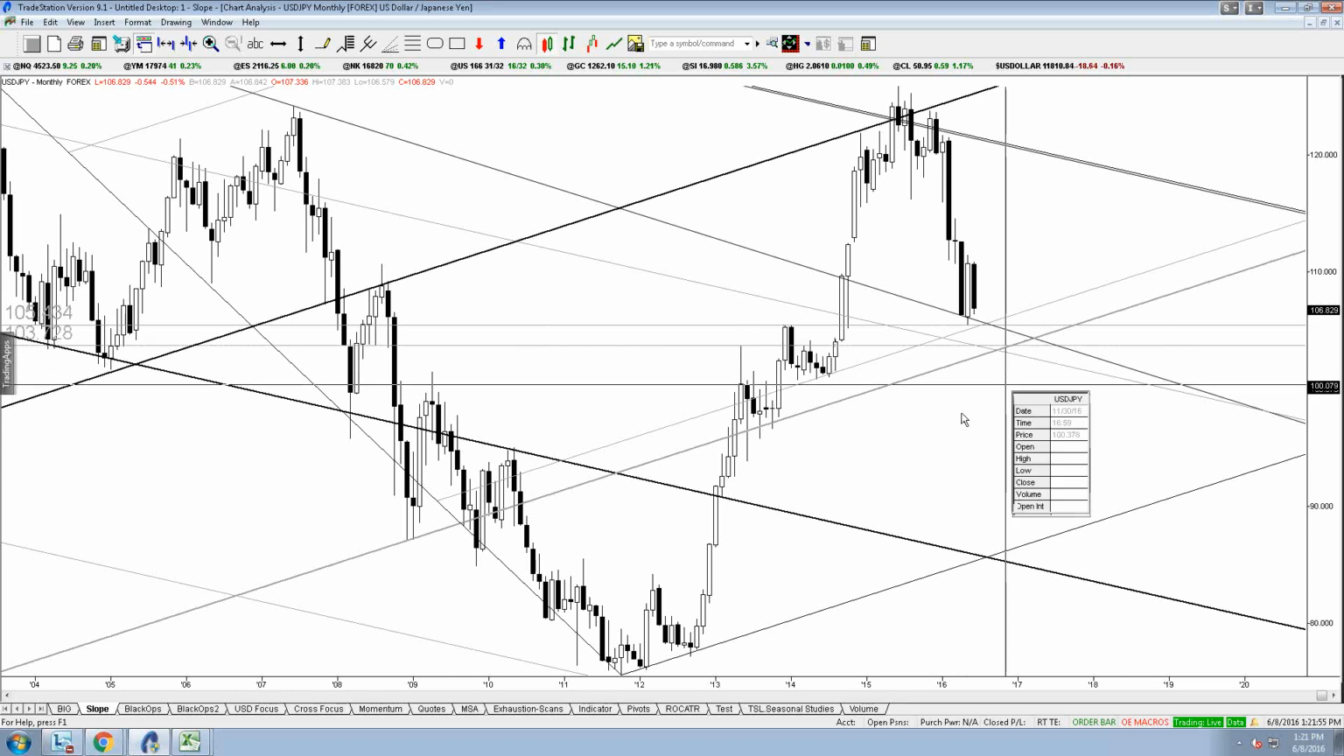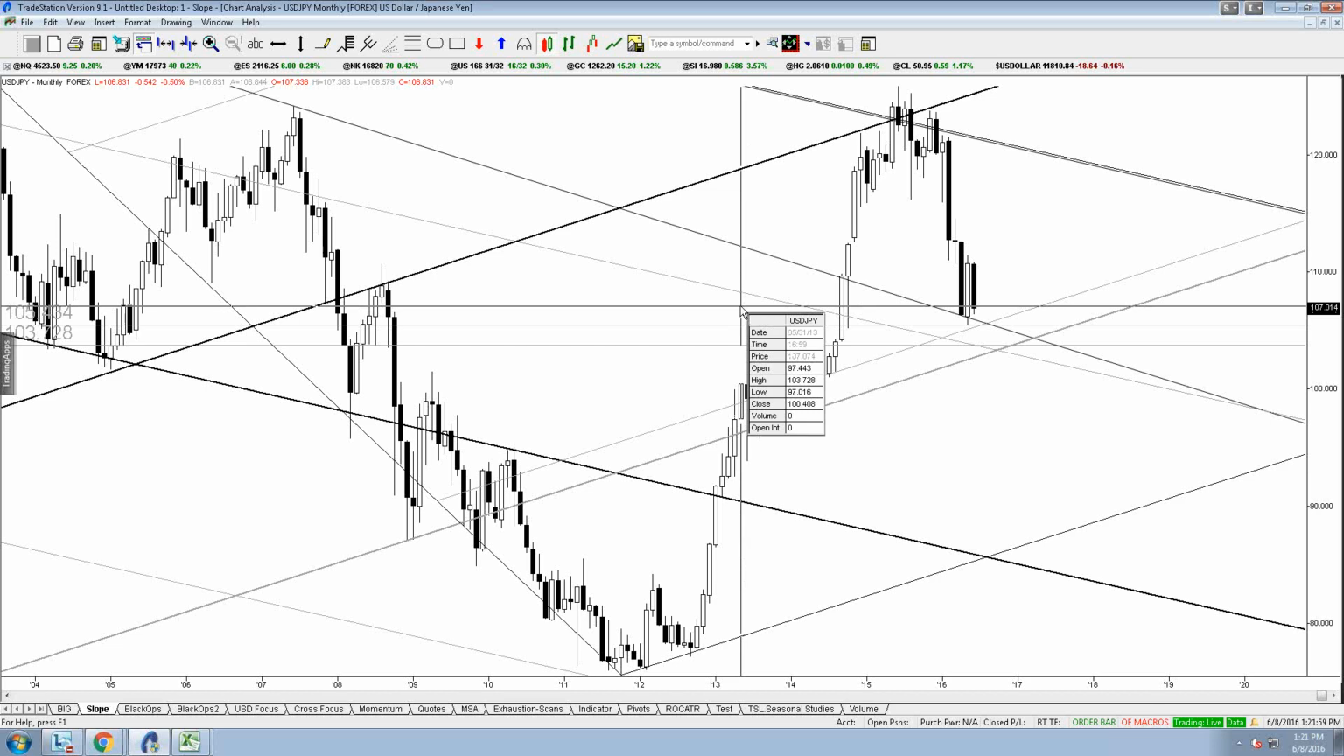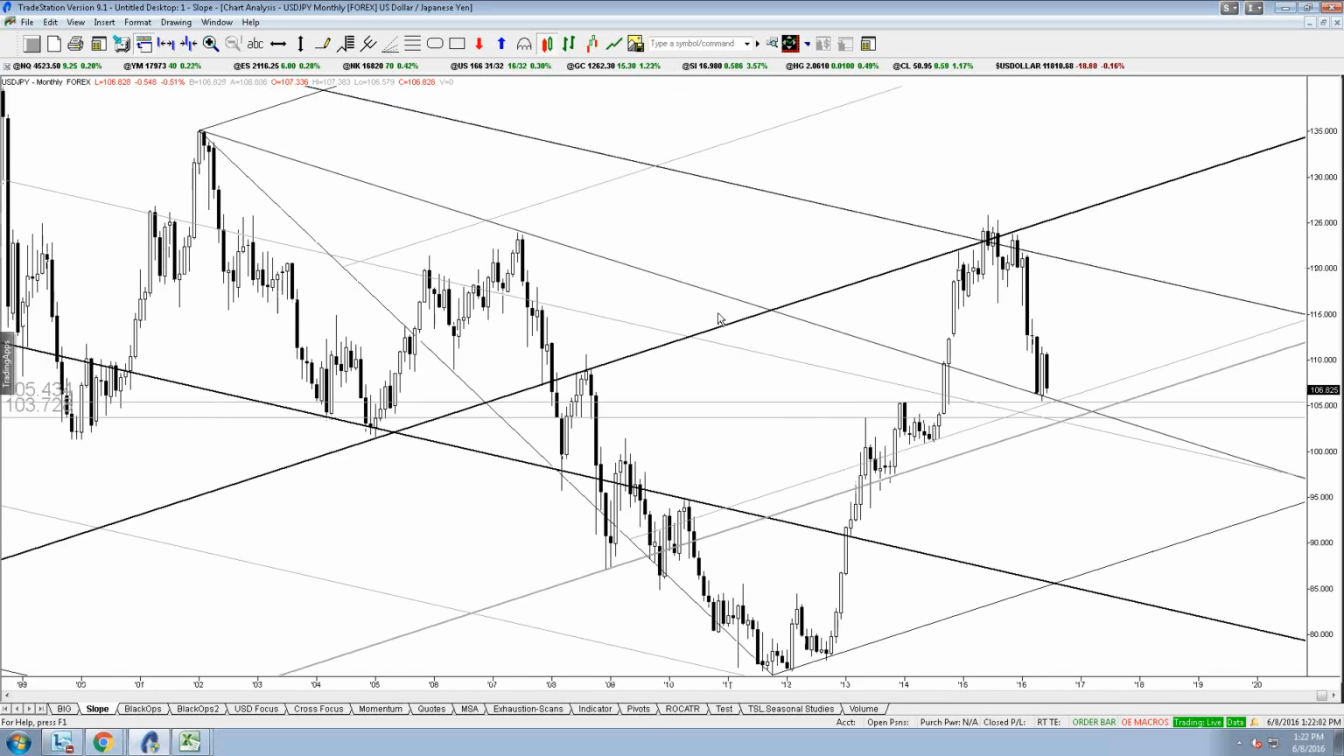Levels that we're looking at here, if we do slip to a new low, are probably about 103.72, which is the high from 5/31/13. That's May 2015. But I think we actually hold up here, and here's why.